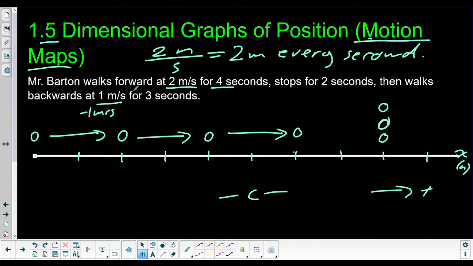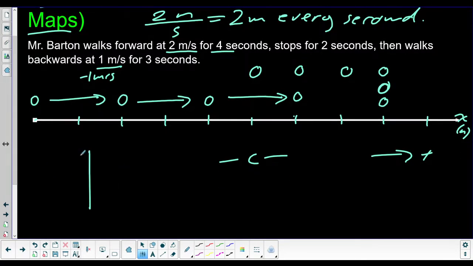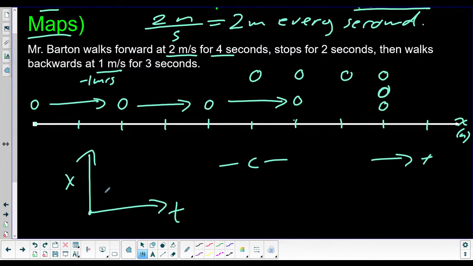So we're going to go back 1 meter, a second happens. Back another meter, a second happens. Back another meter, a second happens. So these are our positions after every single second. We could very easily transform this into a regular 2-dimensional graph with displacement on the y-axis and then time on the x-axis, right? We could go, okay, start at 0, 1 second, we go up to 2. Another 2, go up 2. 2, 2, pause, pause, down 1, down 1, down 1.